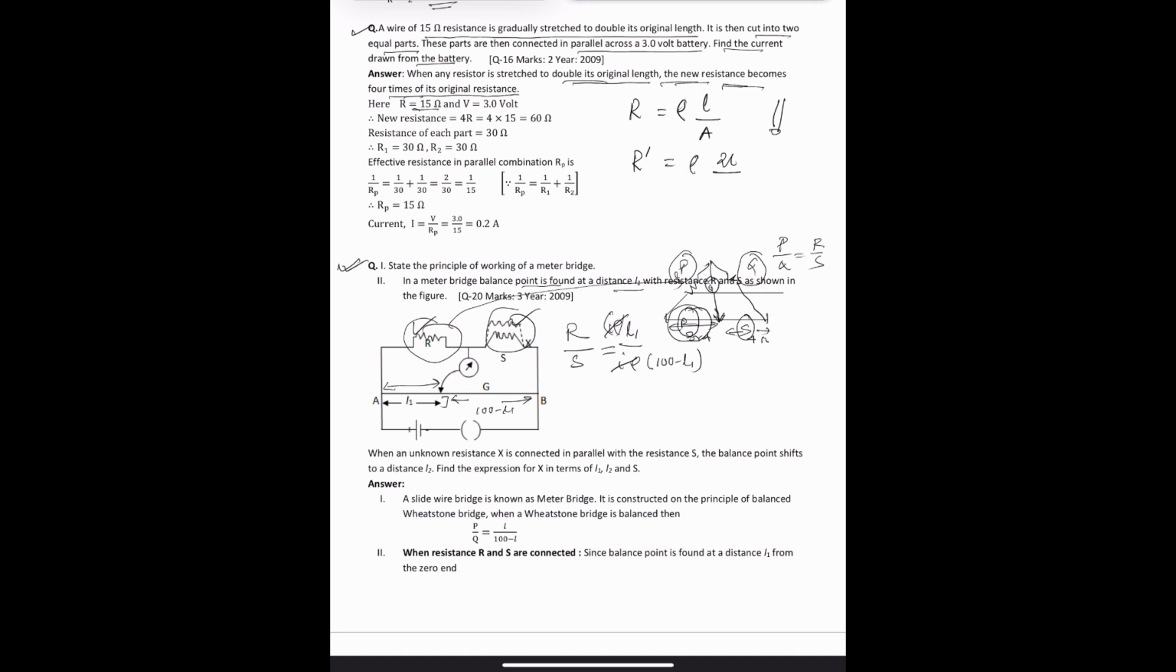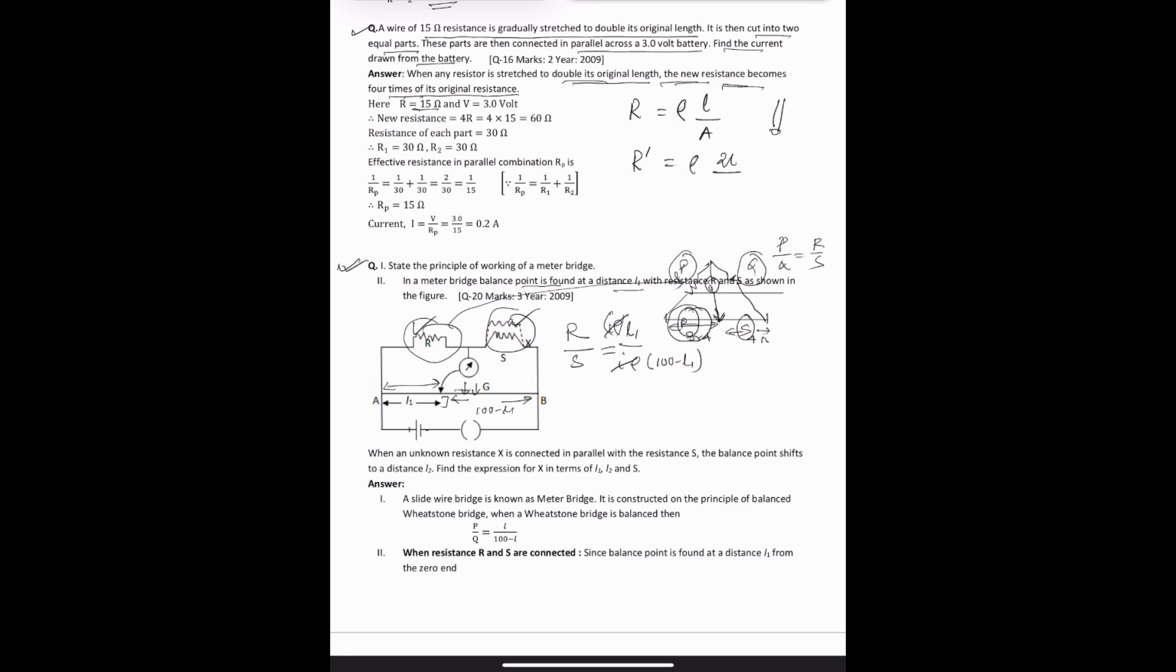Suppose an unknown resistance is to be found. You keep the unknown resistance X in the first arm or second arm, and then you change the jockey point to different points. Wherever the balance length is found, meaning the galvanometer shows no deflection, that is the point. We calculate L, and then automatically X can be found.